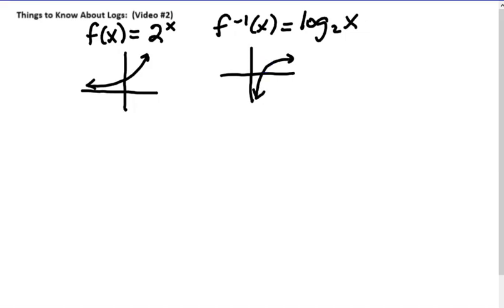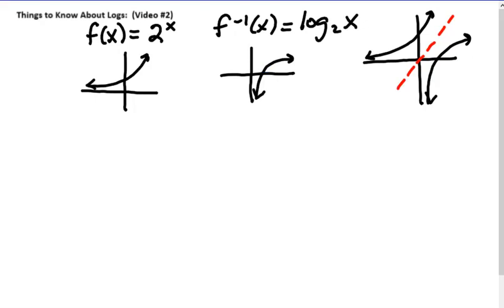If we could put them two together on one grid, we would have 2 to the x and log base 2 of x, and you could see that those two graphs reflect across the line y equals x, showing that they are inverse functions. Now another thing we talked about with inverse functions, if I do f of f inverse of x, I should get x.